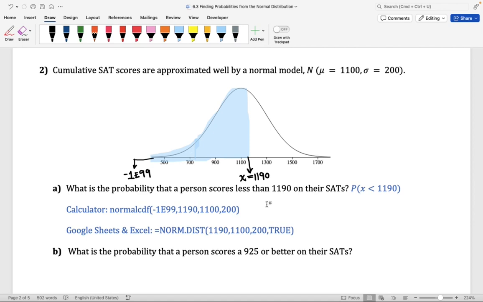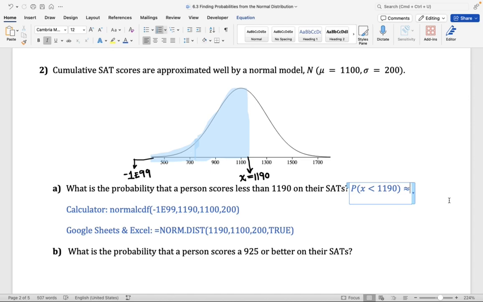Go ahead and use your calculator or Google Sheets or Excel to find this area. I'm going to write the area here. I'm going to round to 4 decimal places. You should be getting 0.6736. Please make sure to try it from your end. Go ahead and use a calculator. Go ahead and use Google Sheets or Excel. Make sure that you're trying this on your own and getting familiar with your calculator or with Google Sheets.